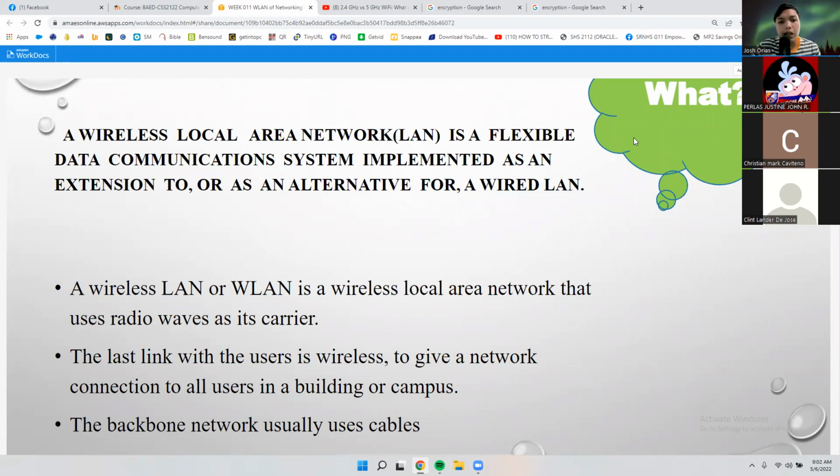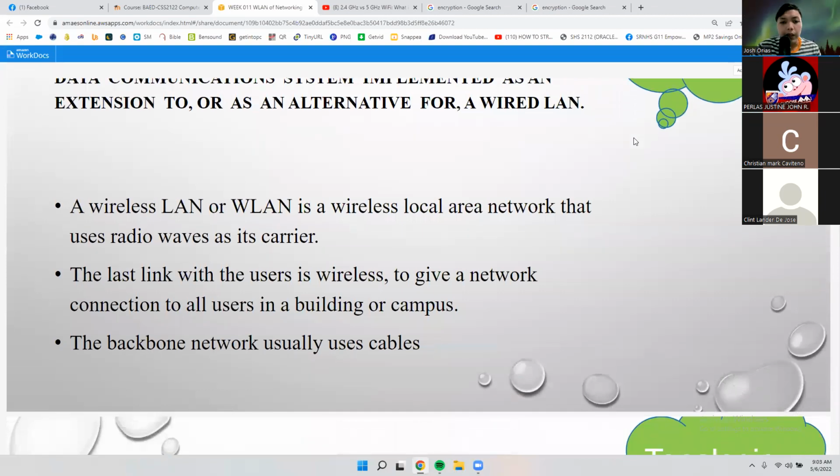So, ito naman is an alternative way which is the WLAN. Kumbaga, it seems to be wireless. Okay, ibig sabihin, magko-connect lang sila through Wi-Fi or wireless fidelity. Okay? So, for example, ang cellphone, yung tablet, yung laptop, they can connect wireless through Wi-Fi. So a wireless LAN is a wireless local area network that uses radio waves as its carrier. Okay? So yun po yung radio waves. Kumbaga, wireless nga eh. So ito yung magiging medium para makakapag-connect tayo.